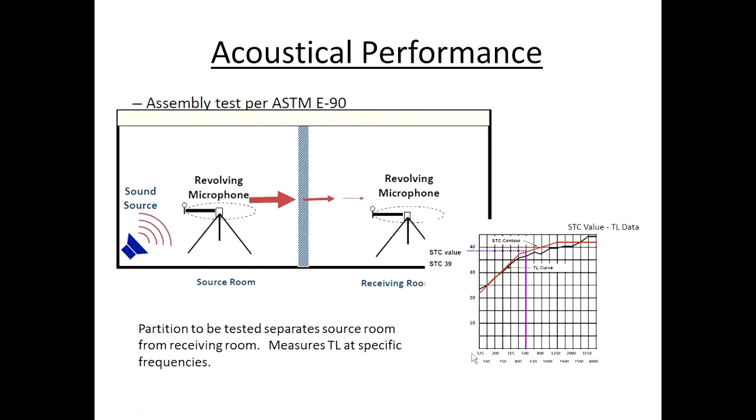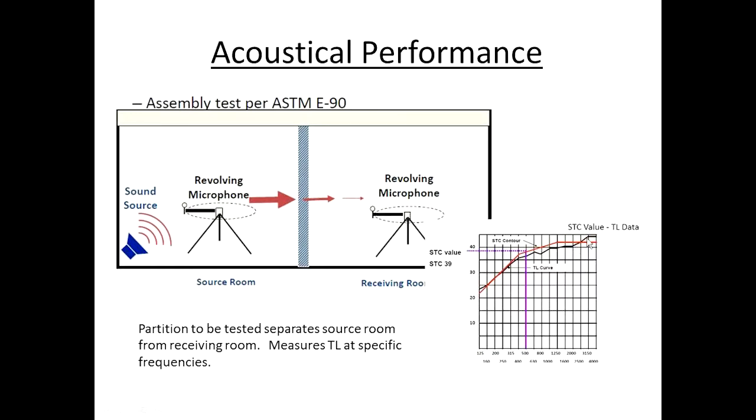So I generate sound on this side. If you look at this graph here, I'm going to start at 125 cycles per second. That's extremely low. And I'm going to run it through 16 different frequencies up to a maximum of 4,000 cycles per second. At each frequency, I know the sound level here, and I'm going to measure the sound level in this room, the difference being the transmission loss, or TL, and it's affected by this wall. So that becomes a plot on this graph, and that's what you see here.